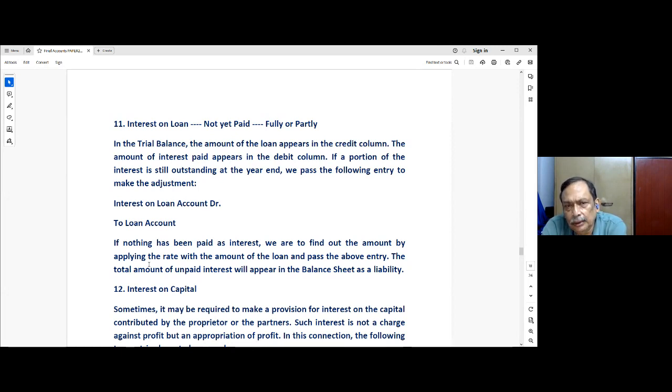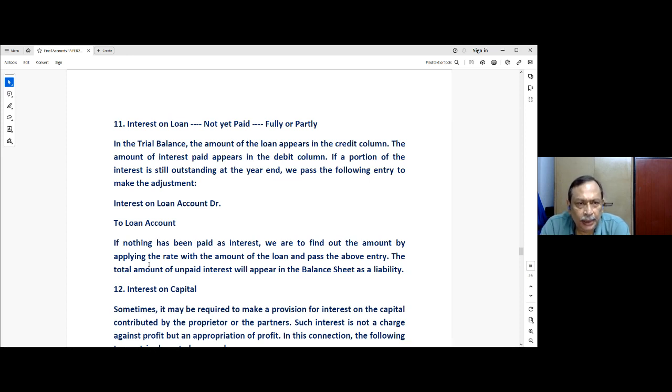Interest on loan not yet paid or fully or partly. In the trial balance, the amount of the loan appears in the credit column. The amount of interest paid appears in the debit column.